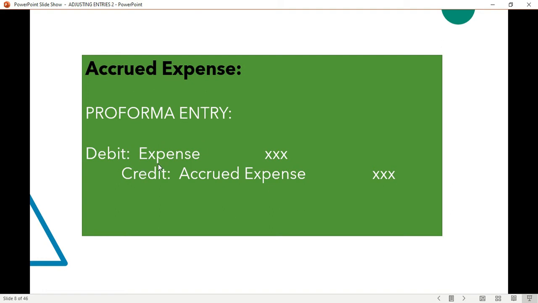For example, utilities. You debit utilities expense and then you credit accrued utilities expense, or instead of saying accrued utilities expense, you may have utilities payable. Okay, so you may use utilities payable. So accrued utilities expense, or utilities payable.